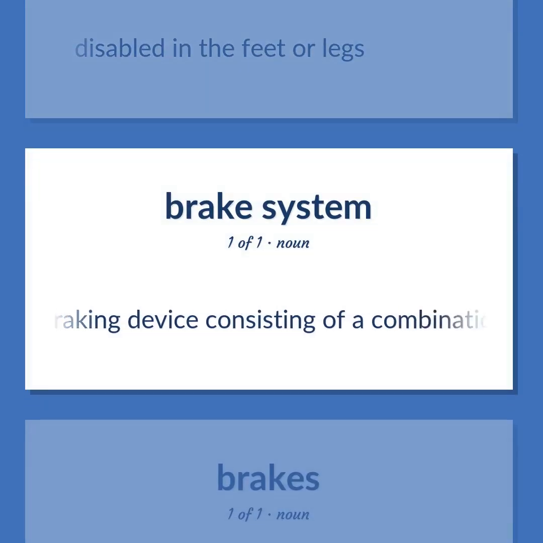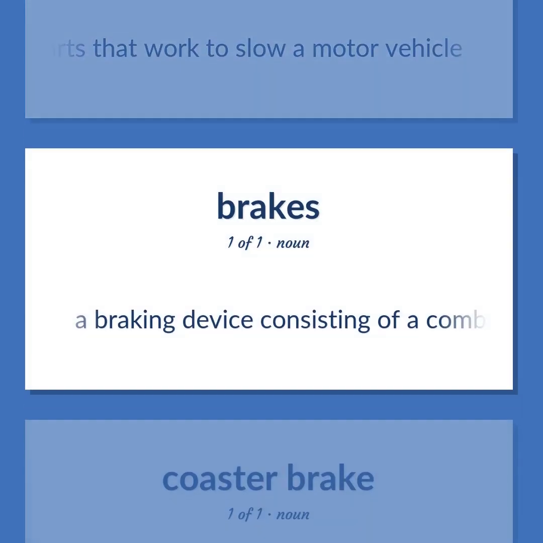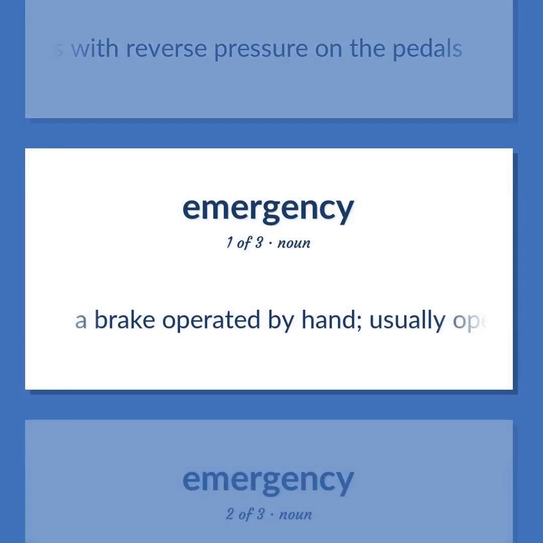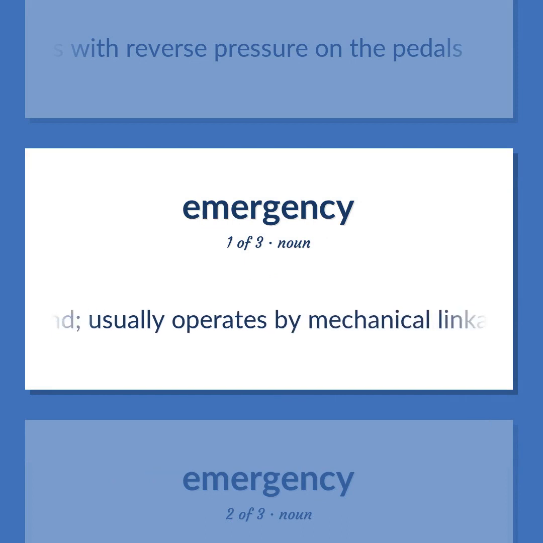A braking device consisting of a combination of interacting parts that work to slow a motor vehicle. A brake on a bicycle that engages with reverse pressure on the pedals. A brake operated by hand, usually operates by mechanical linkage.